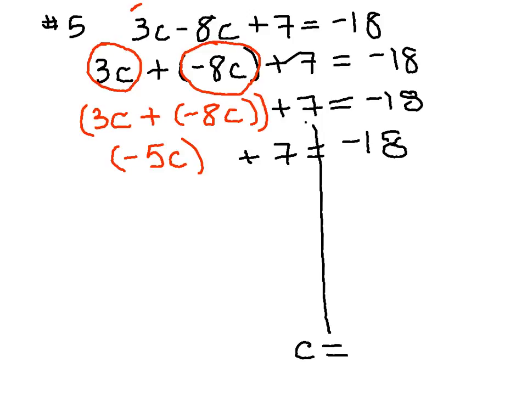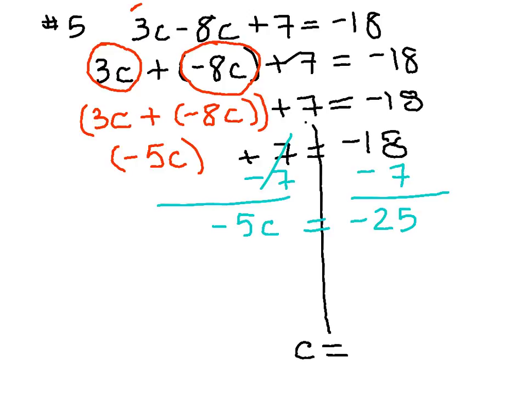So the first step here, I'm going to get rid of that 7. I'm adding 7, so to undo that, I'm going to subtract 7 from both sides. When I do that, those guys cancel, and I get negative 5C is equal to negative 18 minus 7, which gives me a negative 25. Now I see that I'm multiplying C by negative 5, so to undo multiplication, I divide, guys. Even though it's negative, I still am undoing multiplication, so I divide both sides by negative 5. Those guys cancel, and I get a negative divided by a negative, which is positive, and 25 divided by 5 is 5.